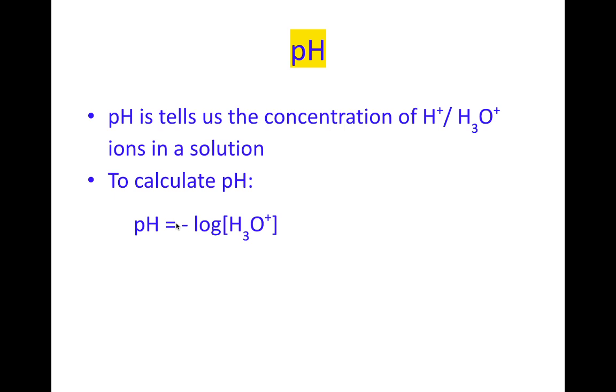And to calculate it, we're going to use this formula right here, and this is why we have to have a scientific calculator. The pH is equal to the negative log of the hydrogen ion concentration. So if you have the hydrogen ion concentration, you can find the pH.